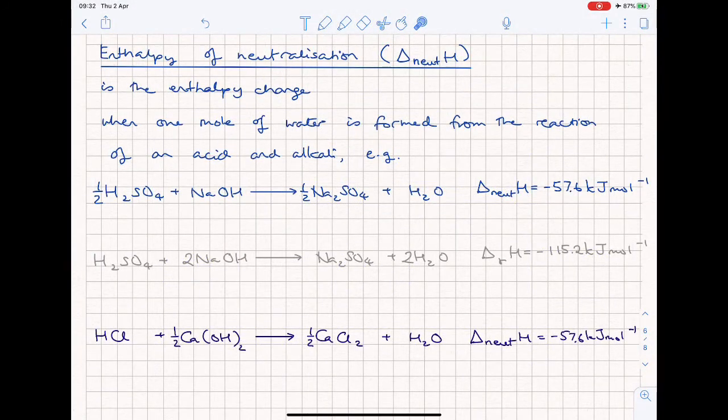Before we look at how we can work out the enthalpy of neutralization using calorimetry experiments, we're going to define what enthalpy of neutralization means. Enthalpy of neutralization is the enthalpy change when 1 mole of water is formed from the reaction of an acid and alkali.